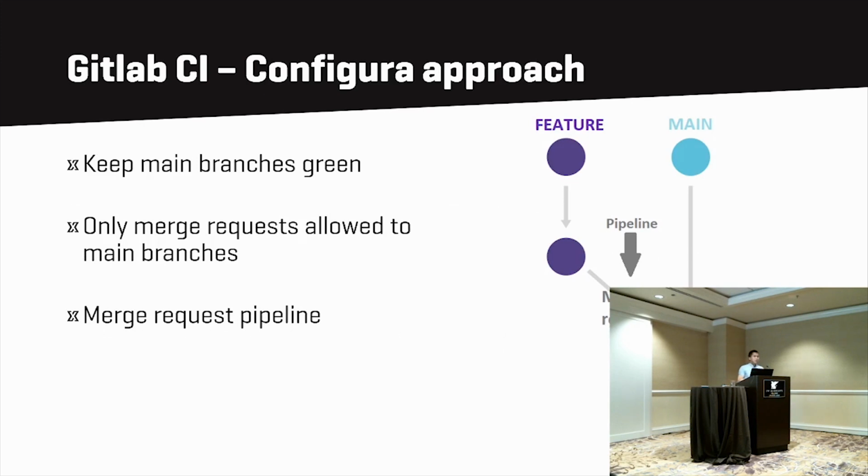So here's the Configura approach. But first, I want to describe how the initial approach set up by GitLab is done. The GitLab approach is to first test on the feature branch, and then you merge into the main branch, and then you run the pipeline once again to verify that it works. So that means that errors can actually get into the main branch.